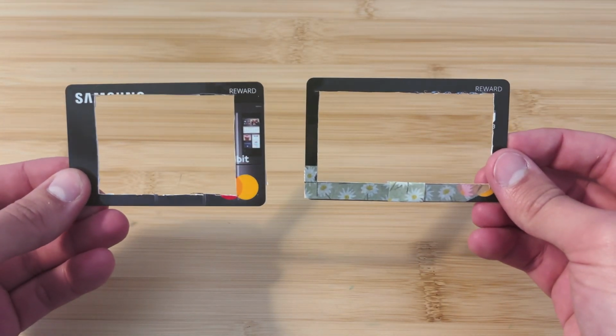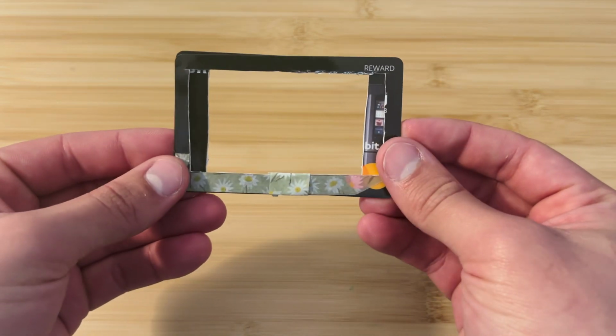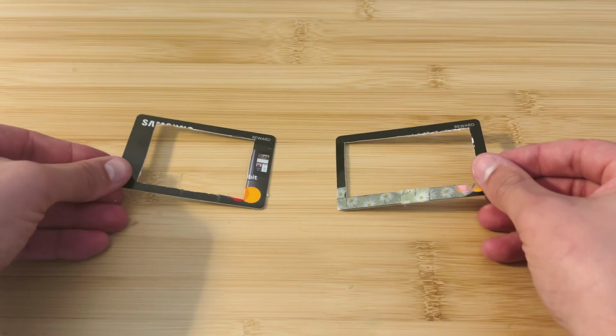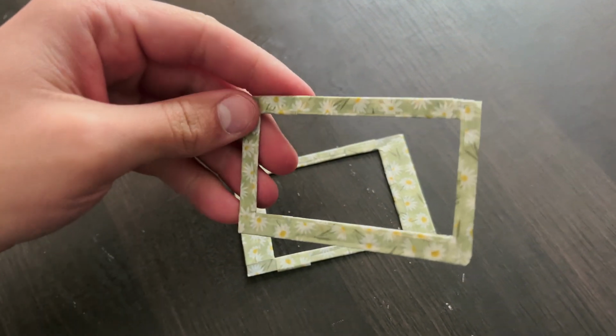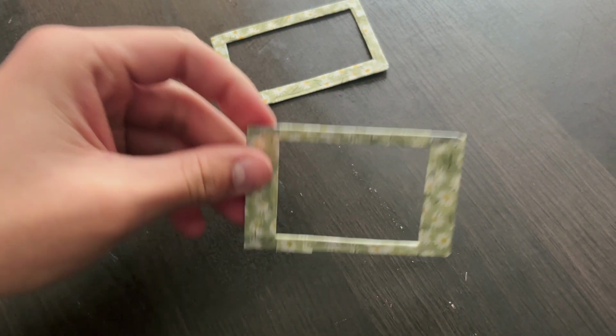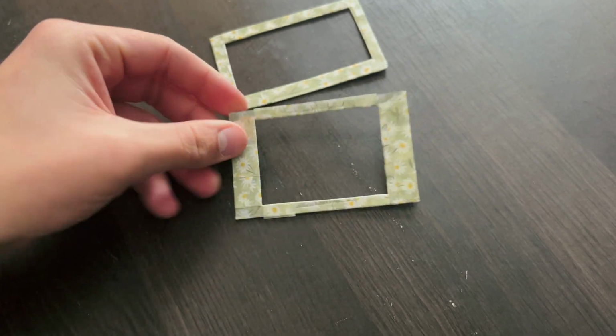And here we have our two finished cards. We have the standard aspect ratio and the widescreen. Here they are on top of each other. And here I went ahead and taped them up with some washi tape just to make them prettier and to make them smoother when I am tracing them.